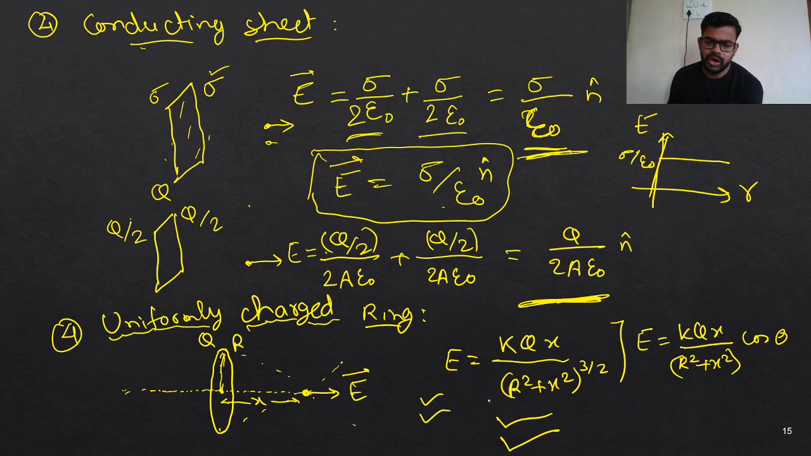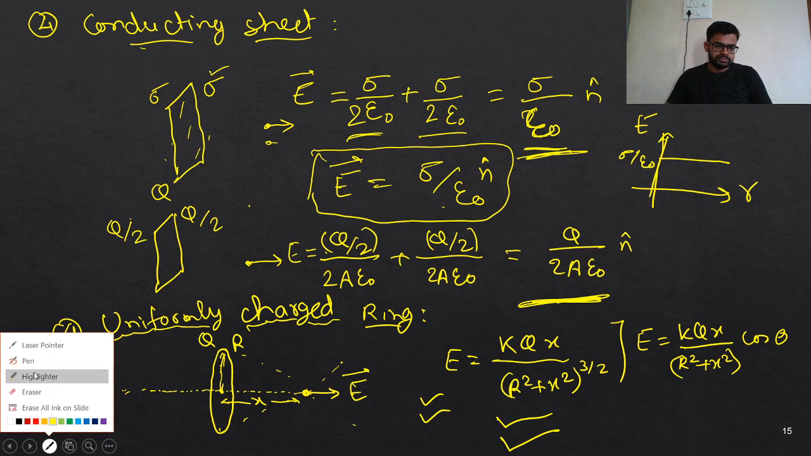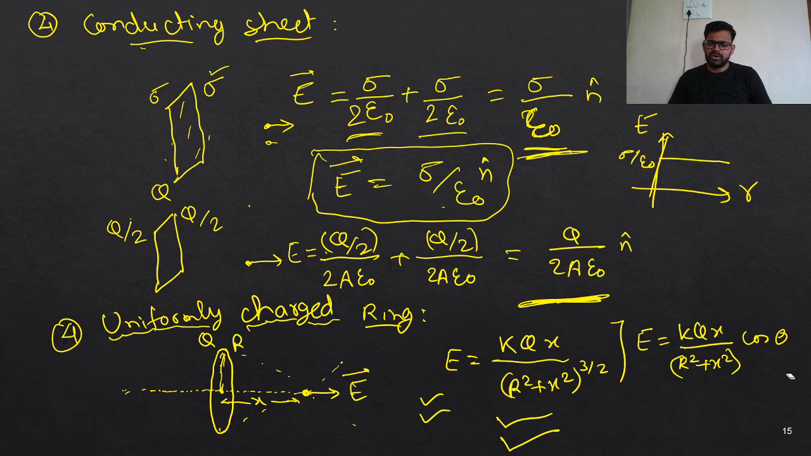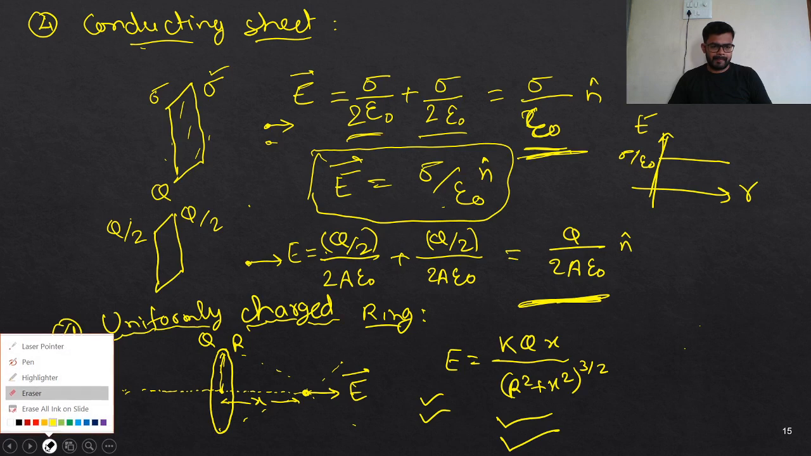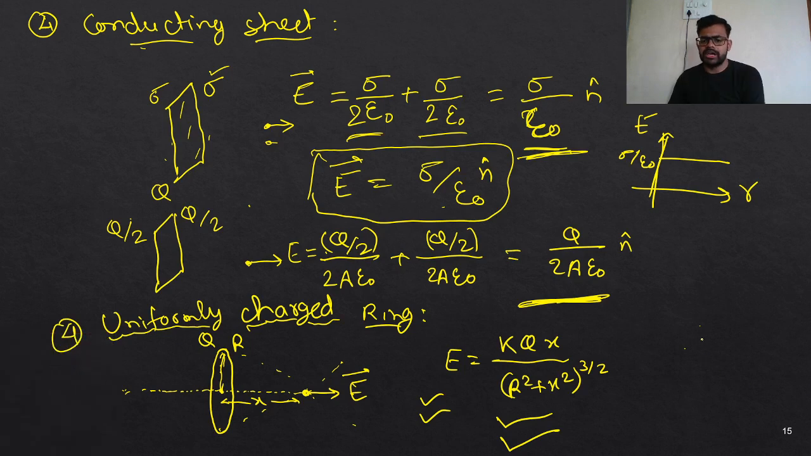How does it vary? Let us talk about its curve, how the curve will look. This is the formula you need to remember, no need to go for the derivation. Anyhow, it's simple, but still no need to derive it. Just remember the formula. For NEET, the formula is enough. Remember kqx upon (R square plus x square) raised to 3 by 2.